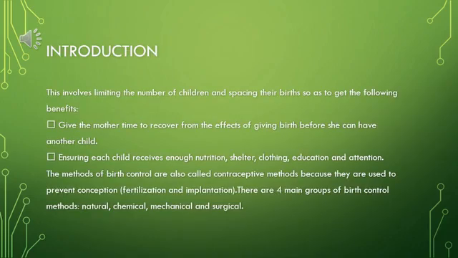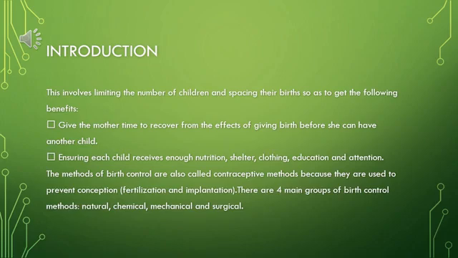So to start with, we need to understand what birth control is. Birth control is also referred to as family planning. In birth control, we're looking at methods that involve limiting the number of children and spacing of their births. In short, we're looking at methods that could be put in place to try and prevent conception or fertilization from taking place.